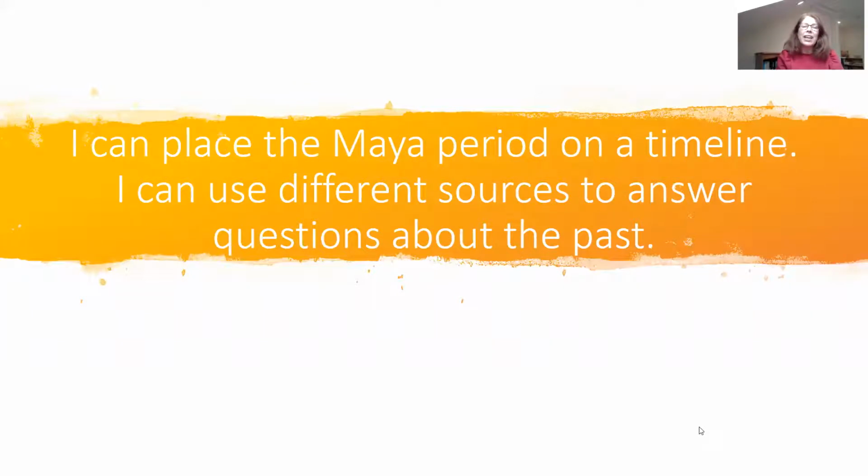There are two main learning objectives that we're going to have a look at, and I'm going to talk you through those right now. What we're going to be looking at is placing the Maya period on a timeline, and what different sources can be used to answer questions about the past.